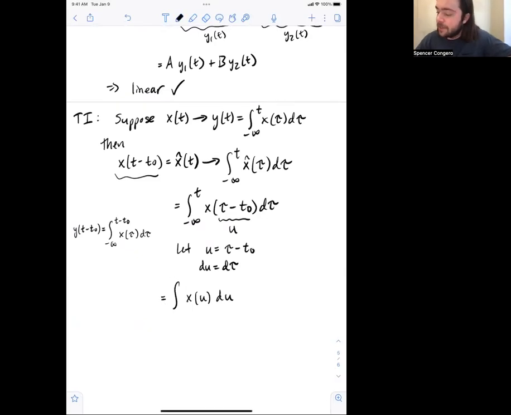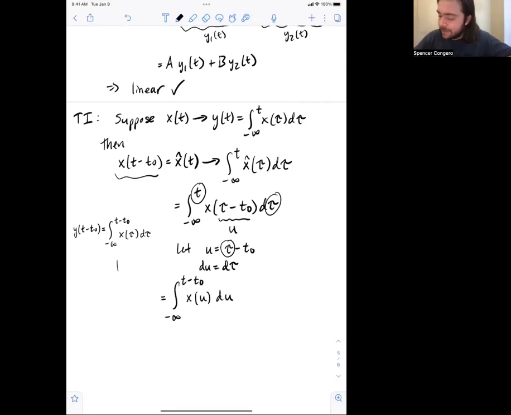Originally tau went from negative infinity to t, so let's see what happens to u. When tau is negative infinity, I have negative infinity minus some constant. Who knows, maybe it's 10. Well, negative infinity minus any constant is still negative infinity, so u still starts from negative infinity. And where does it go to? Here tau equals t, so when I plug in t for tau there, I get u equals t minus t naught.